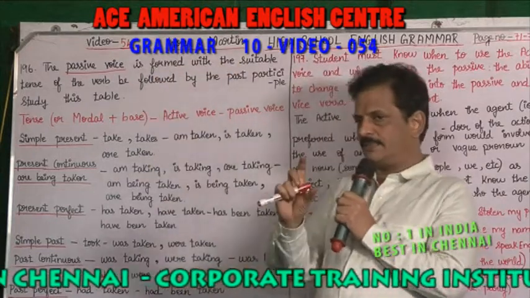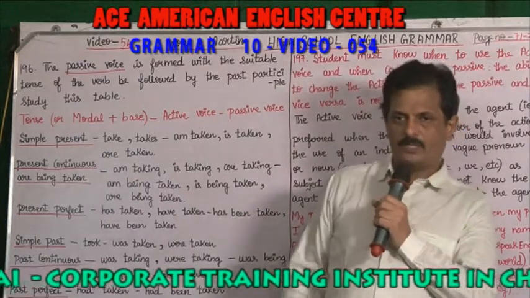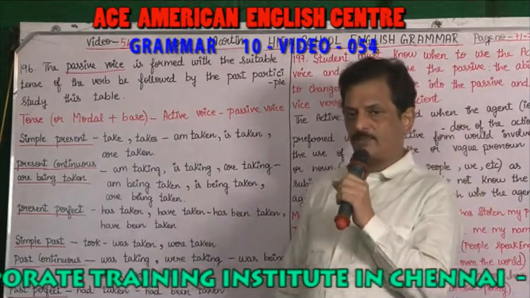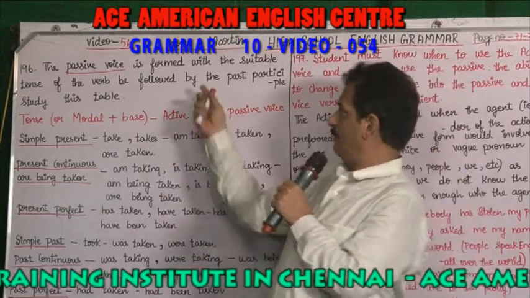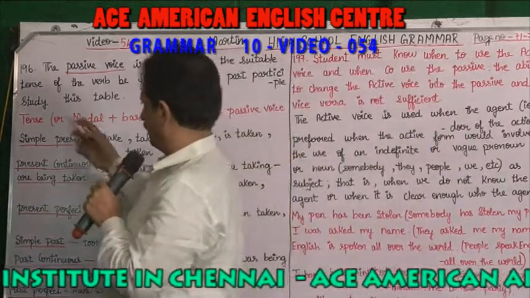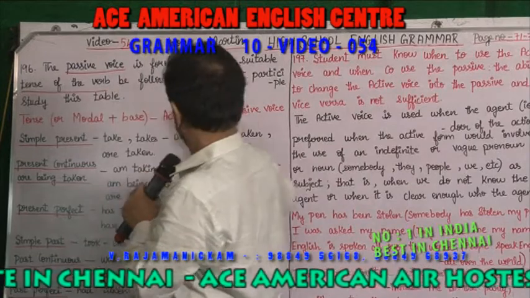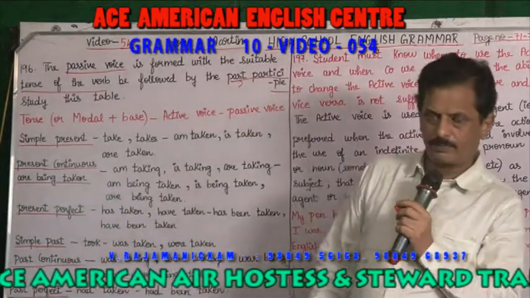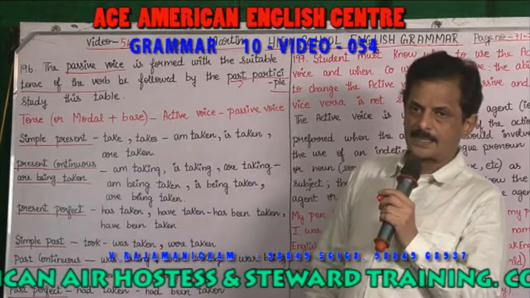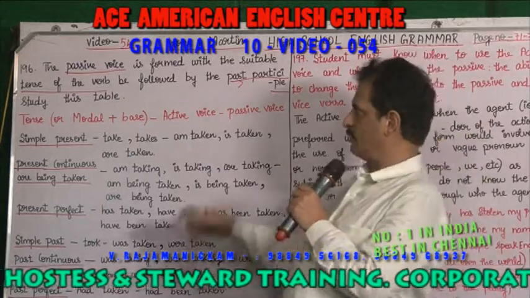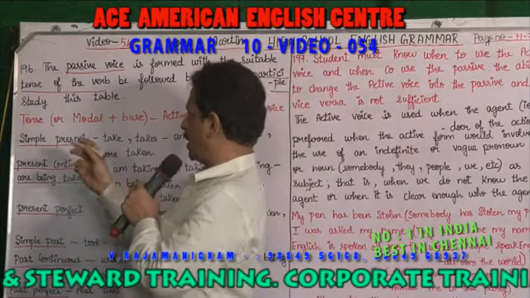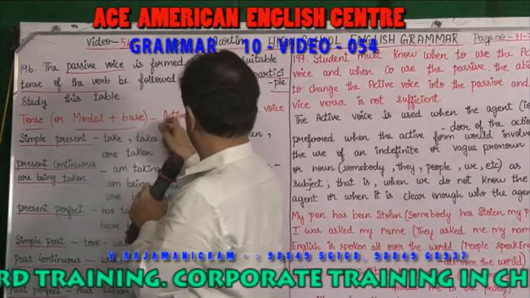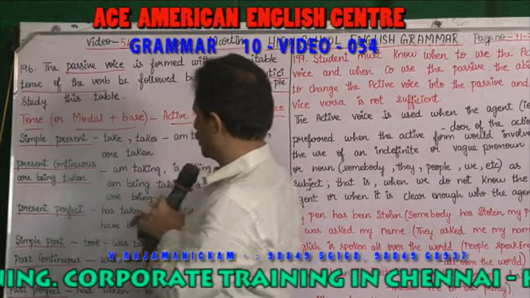So according to the tenses, the verbs transform into passive voice, and will be followed by a past participle. So all the verbs in passive will become past participles, and the verb form changes according to that. See here, tense or modal base, active voice and passive voice.